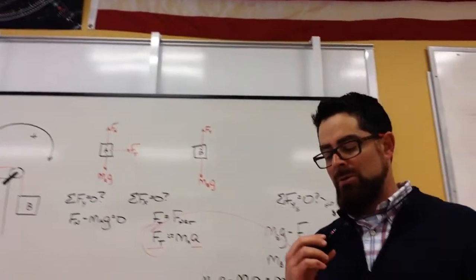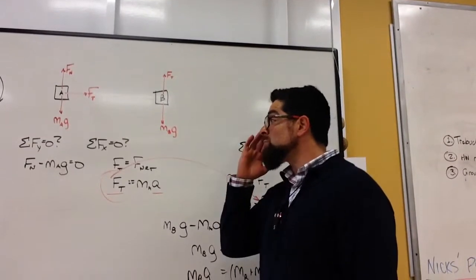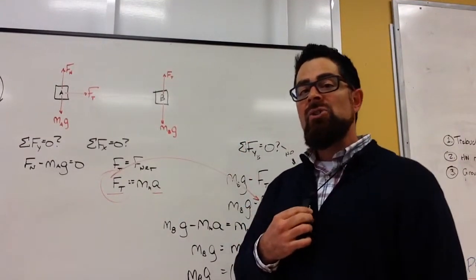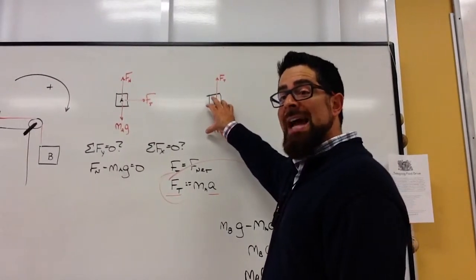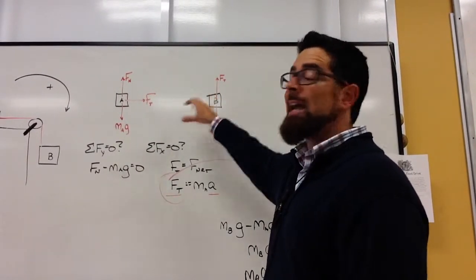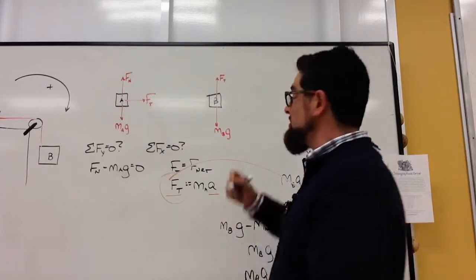So what exactly do you use mg is what we use for weight. So anytime we're talking about the gravitational force acting on an object, you could think of it as just another substitution.